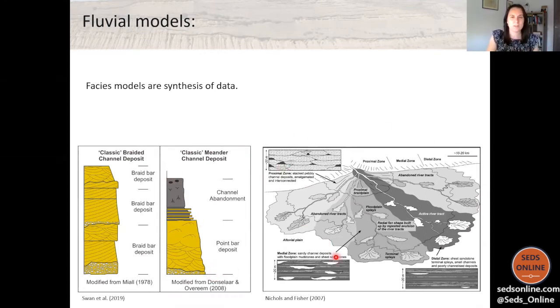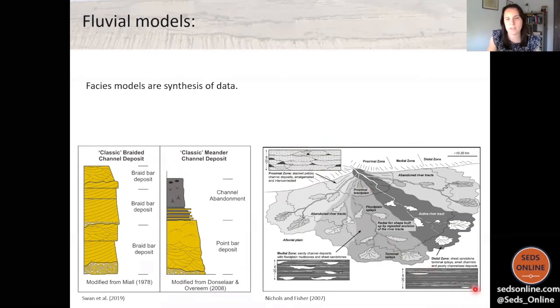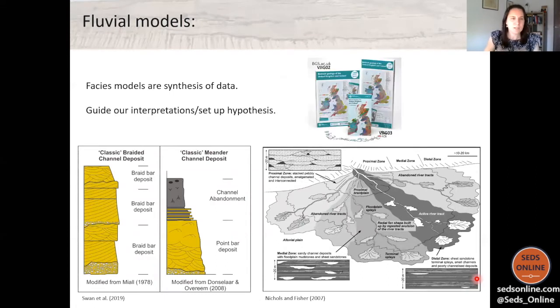But we can also have these environmental depositional models. This is an example from Nichols and Fisher. We can see that in the proximal region, it's implying large amalgamated sands. And as we go downstream, we lose those sands and we get these little ribbon channels. They are generally a synthesis of data, and they really do help us guide our interpretations and set up hypotheses to help us understand the deposits that we're looking at.